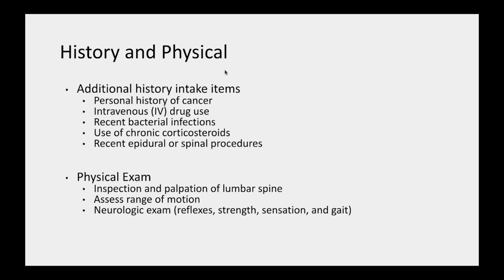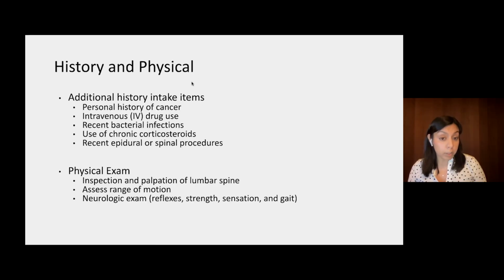Pertinent history intake items also include a personal history of cancer, intravenous drug use, recent, current, or past, any recent major bacterial infection. Is the patient on chronic corticosteroids? So for example, prednisone or solumedrol. And has the patient had any recent epidural or spinal procedures?